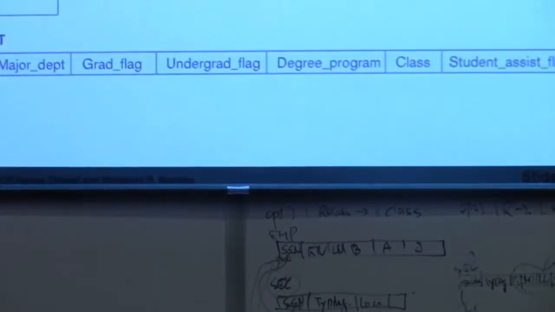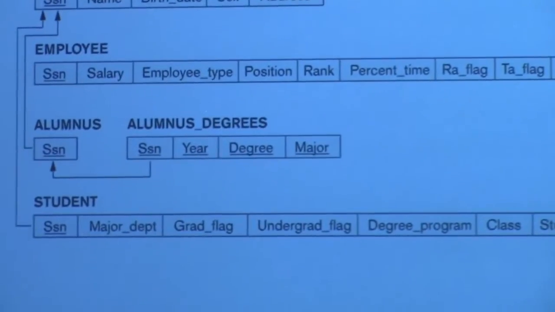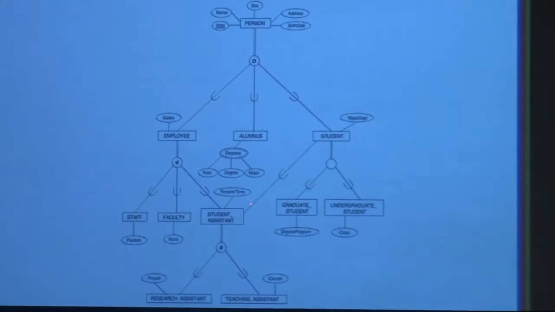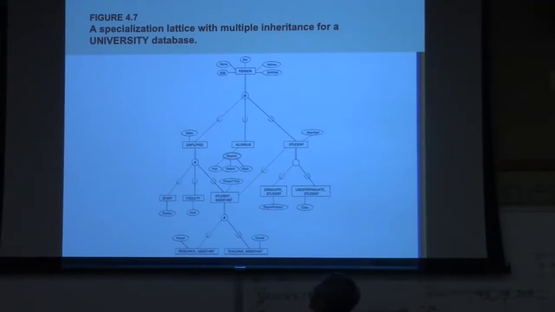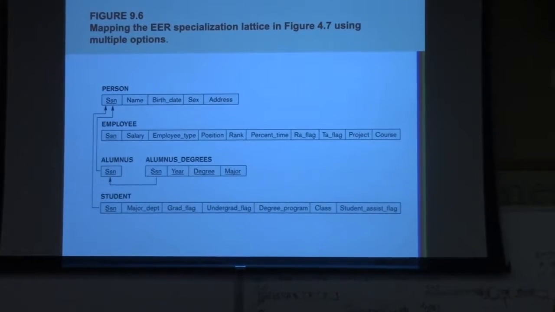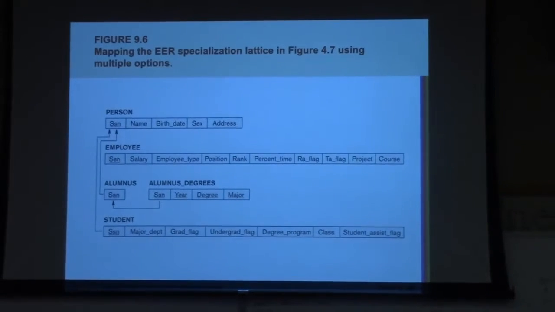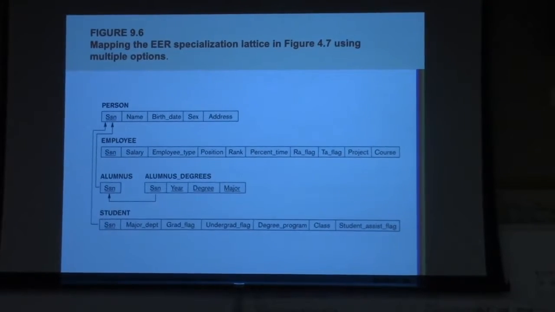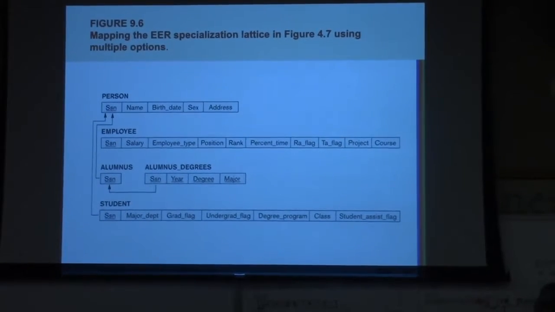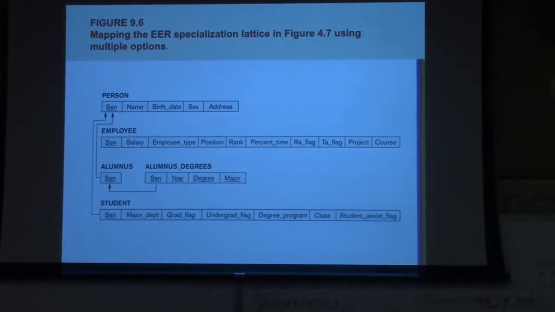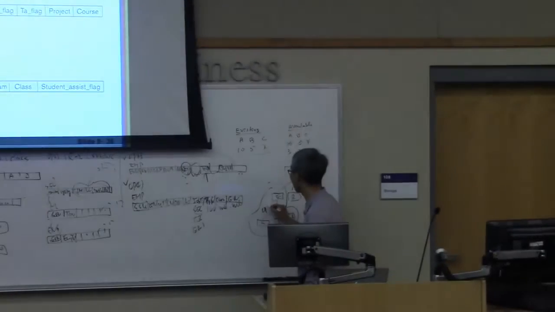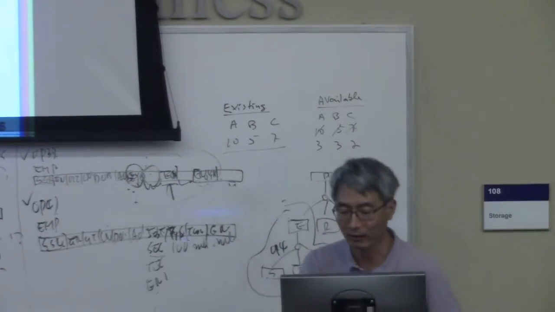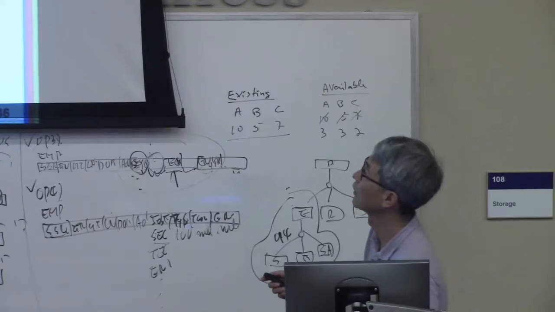Attribute employee type, and it has the position, rank, and percent time attribute. You can see it: position, rank, and percent time with the employee type, which means option 3 or option 4. It's a 4. So option 4 is selected for this, with type, employee type. Let's go back to here.